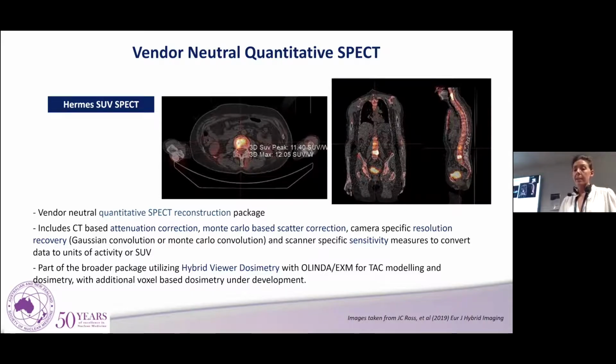Once again, it is part of a dosimetry toolkit, and many of you may already be aware that Hermes did partner with Olinda, and so it links up to the Olinda exponential modelling software, where we can readily push data to generate time activity curves and patient-specific dosimetry. I also believe that Hermes are currently developing voxel-based dosimetry as well. So there are some sophisticated methods available out there.